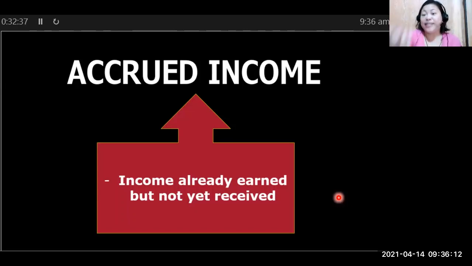Earlier, you already received the payment but you have not yet rendered the service or you have not delivered yet the merchandise. In the accrued income, you have already rendered your service or you have delivered the products or your merchandise, but you have not yet received the payment. Okay, that is accrued income.